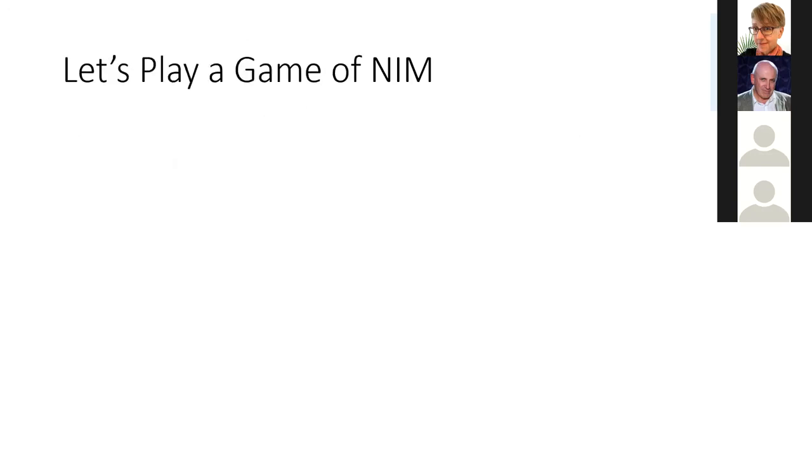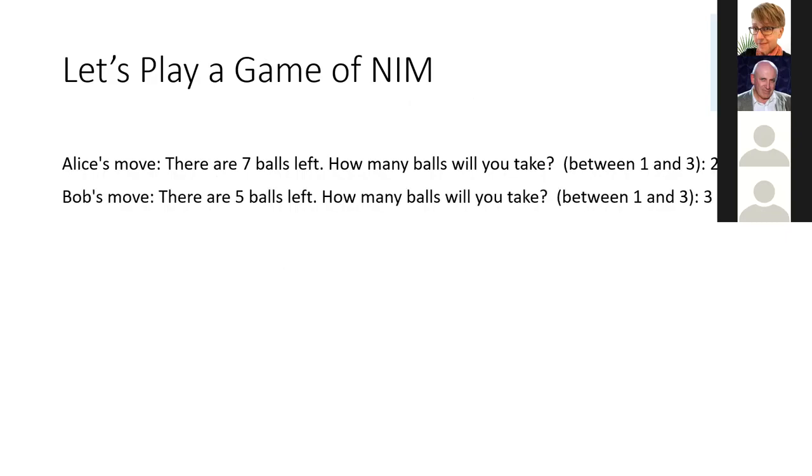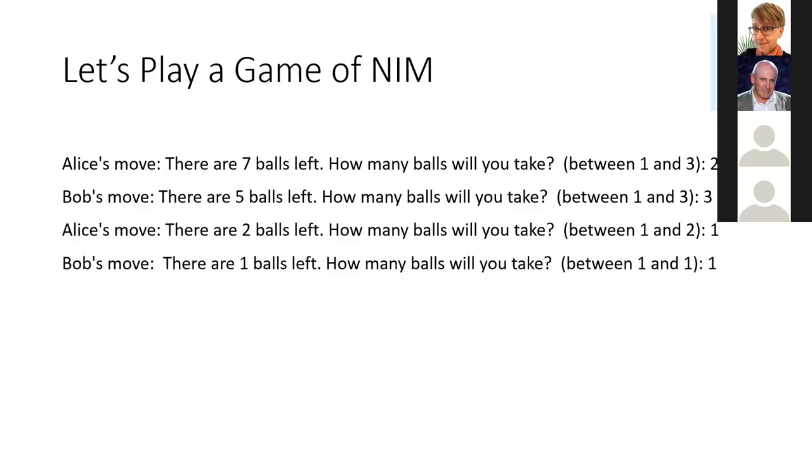And just to give a quick flavour of it, suppose we have Alice and Bob playing and they start off with 7 balls. Alice goes first because she's a girl. She takes 3 balls, Bob takes 2, there are 5 left. Bob now takes 3 balls, there are only 2 left. Alice is sensible enough to say, I won't take both of them, I'll just take one. Bob is left with the last ball and loses. Alice wins.